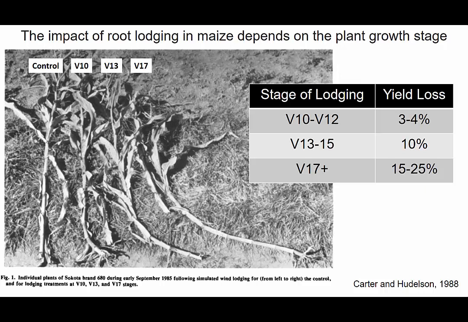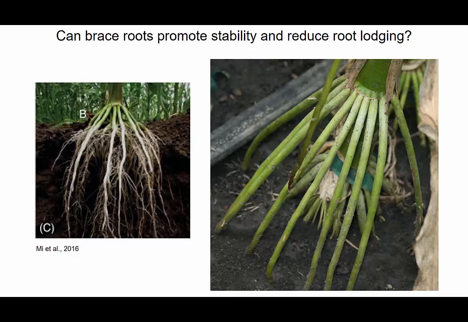If they lodged a V13 plant, you can see now there's a larger gooseneck, V17, even larger gooseneck. And these correspond with increasing yield loss. So if they lodged after V17, they saw 15 to 25% yield losses from root lodging. And if you've ever tried to combine a field that has lodging, you understand why this happens, right? The lodging events, even if they come back up, they really prevent your combine heads from getting in and harvesting the grain. So what can we do about lodging in late stages?